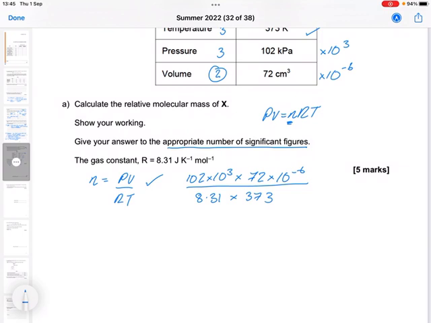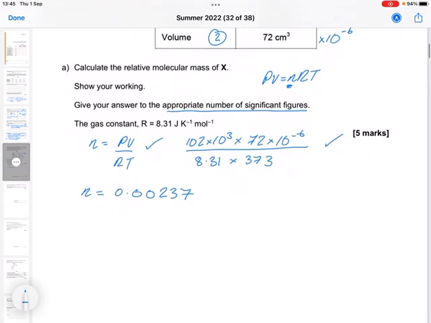So there'll be 1 mark for the conversions there. Mark 3 will be for the correct answer. So the standard when we're doing our calculations is 3 significant figures. So working that out gives you 0.00237. And then we're asked to calculate the MR.